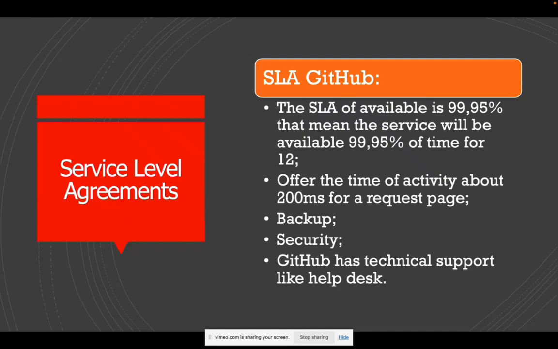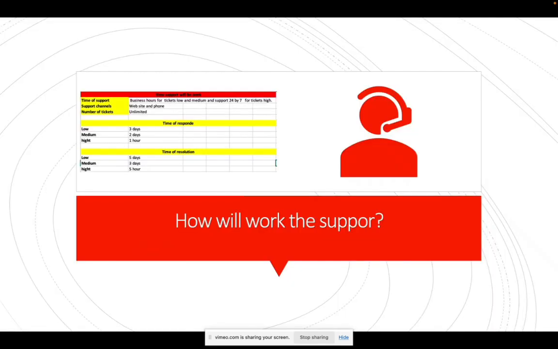For security, GitHub protects the security of the users, and it is possible to manage and check all the activity from the users. GitHub has technical support like a help desk. I'm going to explain how this support is going to work in the contract. The support time is going to be business hours for low and middle tickets, and 24 by 7 for high tickets. Support channels are going to be website and phone.